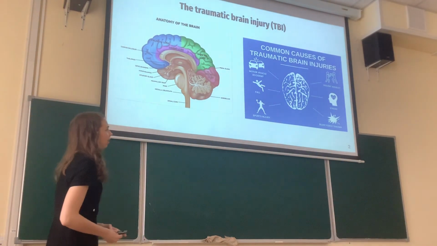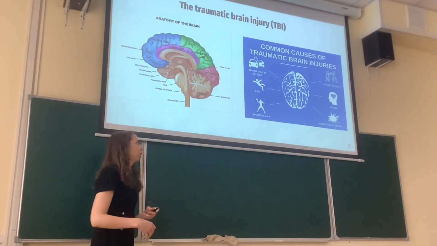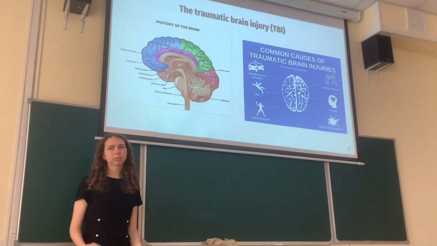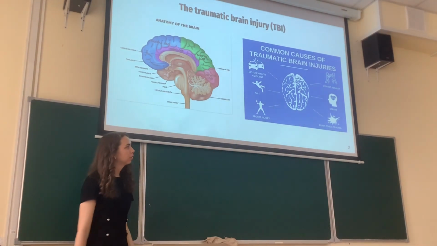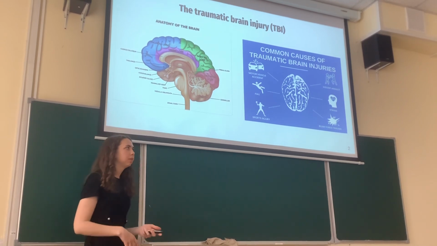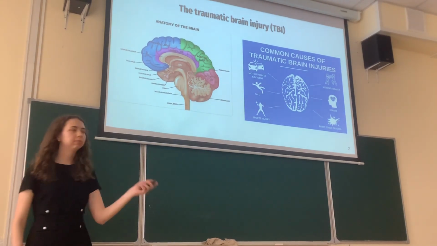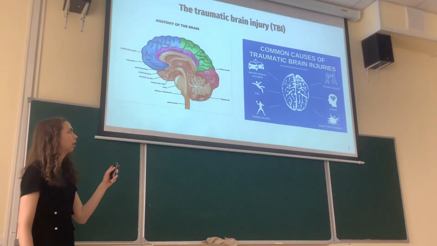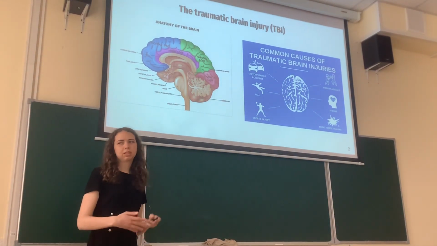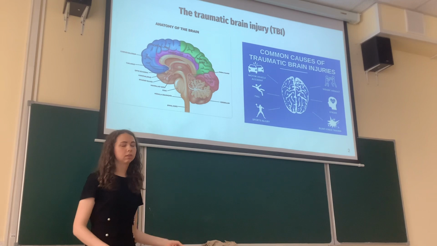So firstly, what is the brain? The brain is an organ of the nervous system. It's actually the major part of it, and it mostly consists of neurons. The neurons are biological cells that can store, transmit, and gather information. On the slide you can see the common causes of traumatic brain injury, and TBI is basically mechanical damage to the brain.